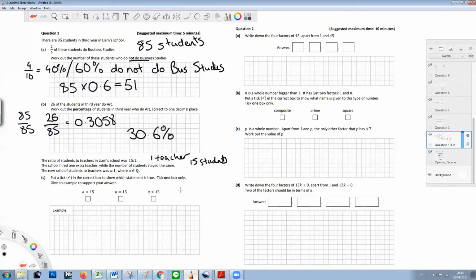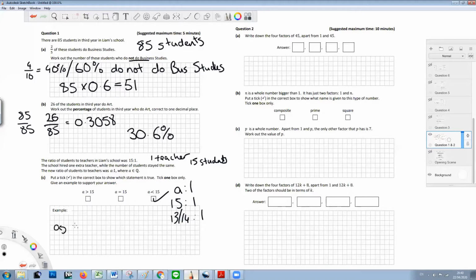So we have A:1, and if we had 15:1, if we know that this is getting smaller, now this number is going to be smaller, so it's probably going to be like 13 or 14:1. So A is going to be smaller than 15. And here we have A is greater than 15, A is equal to 15, and A is smaller than 15. So that's your answer. Give an example to support your answer.